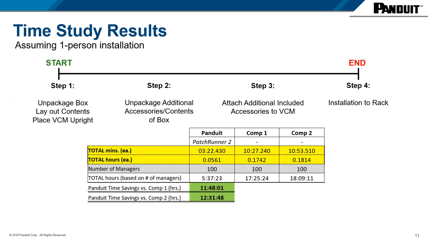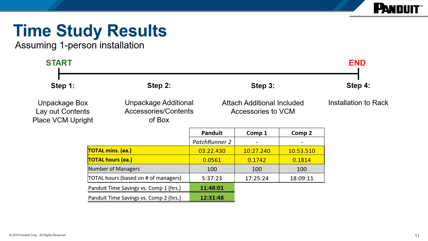So we knew this was a pretty big deal in regards to installation time and labor costs, so we took it a step further and wondered how this compares against some of our main competitors out there. We did a time study and took it in different steps: unpackage any accessories, install any accessories, install to the rack. You can see here with Panduit's Patch Runner 2 product, it took less than 3.5 minutes to install the product from carton to rack fully installed.